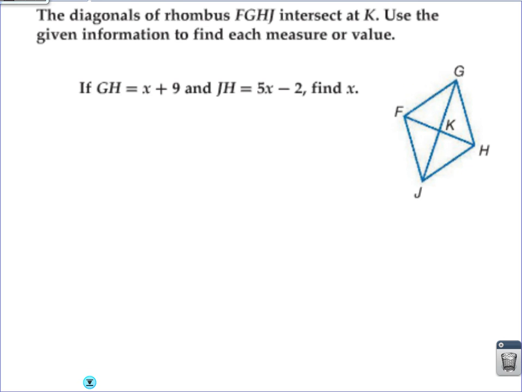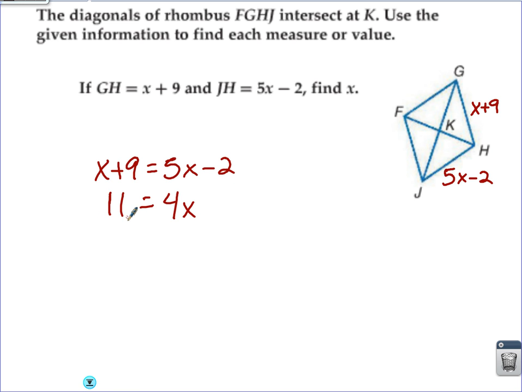Let's do one more. The diagonals of rhombus intersect at K again. GH is x plus 9. JH is 5x minus 2. Alex, try for me an equation relating x plus 9. Why does it? All the sides are equal. Yeah. Move our x's to the right, you have 4x. Move the minus 2 to the left, you have 11. Divide by 4, that'll go 2 with 3 left over, so 2 and 3/4, so 2.75.